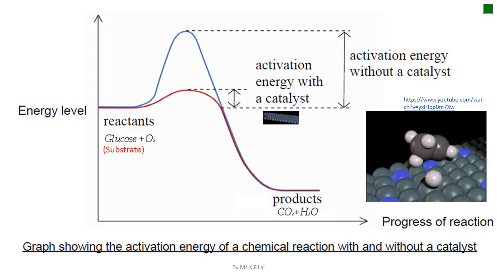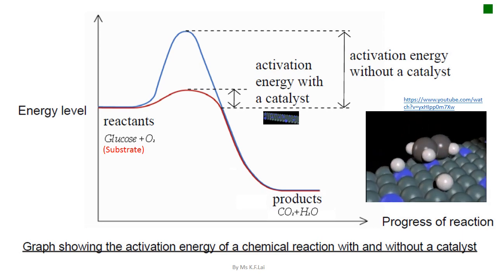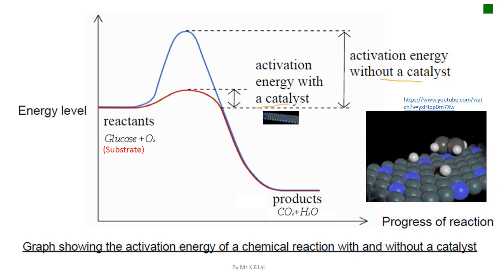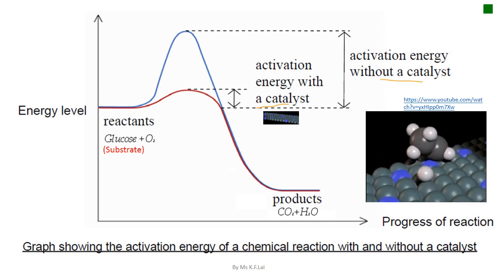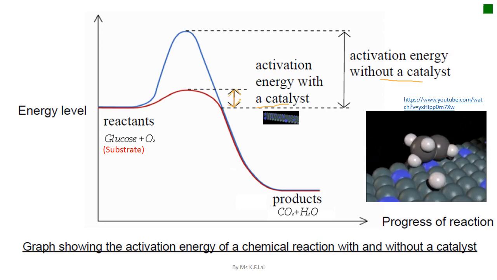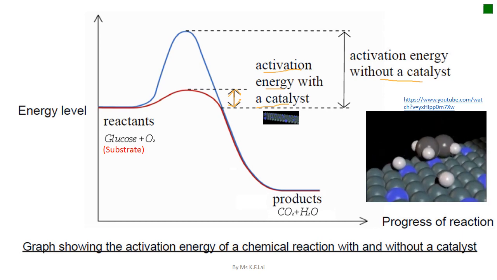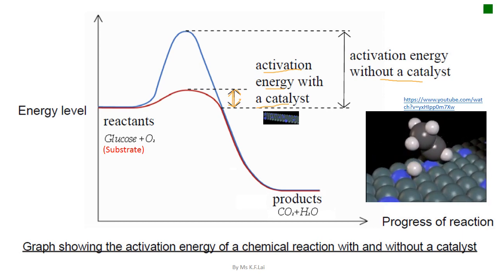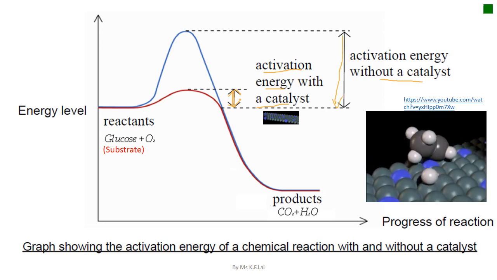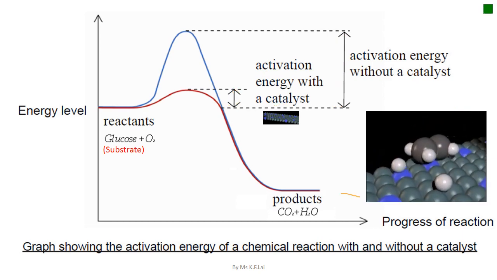So you can also look at the graph in the notes. Here we have the graph of a reaction with a catalyst and also without a catalyst. What are the differences? You will see this one is called activation energy, which is the energy to kickstart a reaction. With catalyst, you will see that the amount of activation energy is much lower than the one without a catalyst. You can refer to this animation.